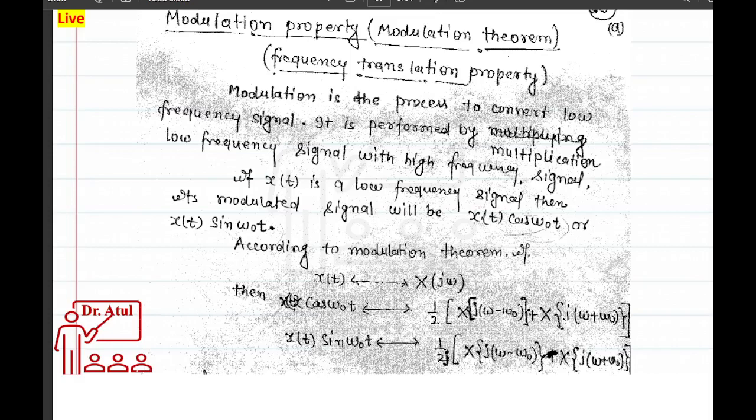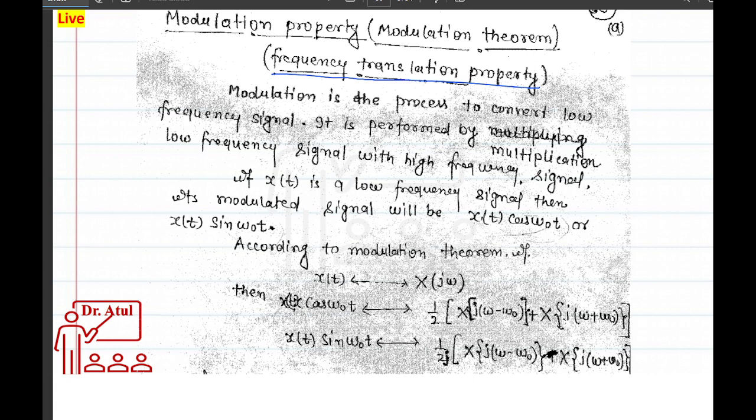Okay, so let us discuss an important property of Fourier transform, that is called the modulation property, which is very useful in the modulation of signals. This property is also known as frequency translation property. Modulation is also called frequency translation of the signal. Therefore, this property is also known as frequency translation property.